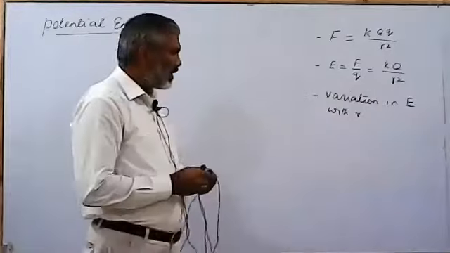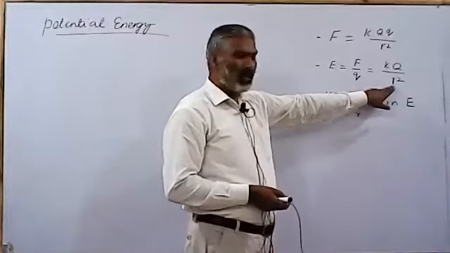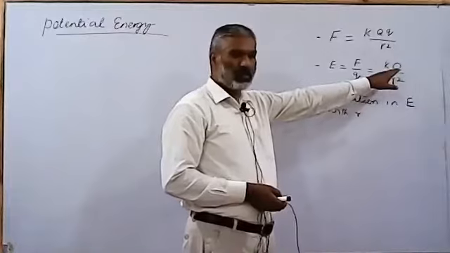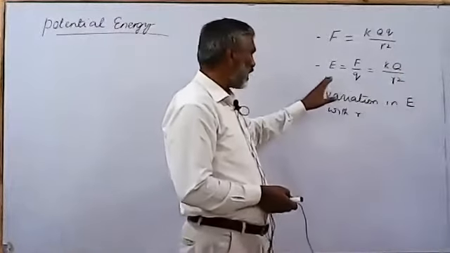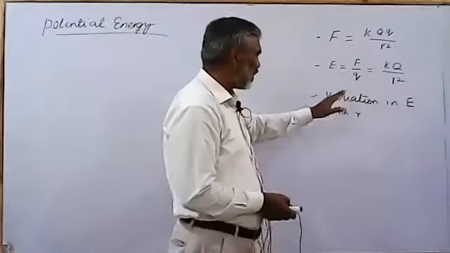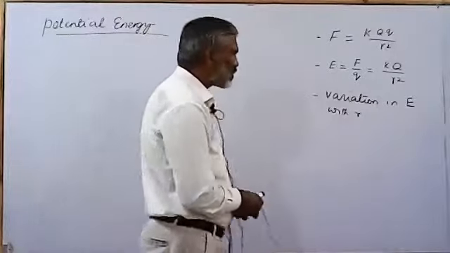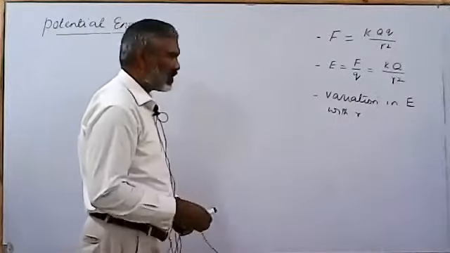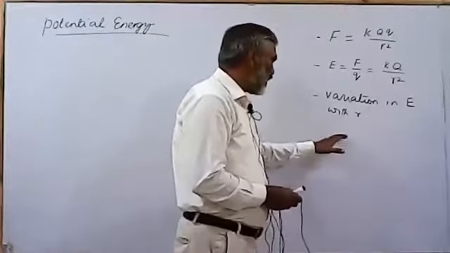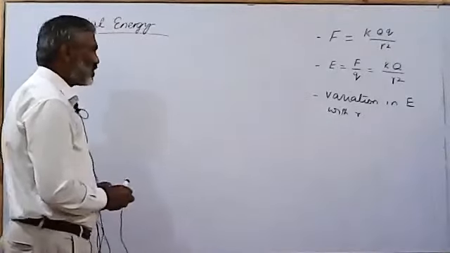So electric field is clearly a variable because R could be any value. If it's very close to the charge Q, it's infinitely large electric field. But as we move further away from the charge, the strength of the field drops. This is true for both positive and negative charges. And with this, we have come to another useful concept, and this is potential energy.